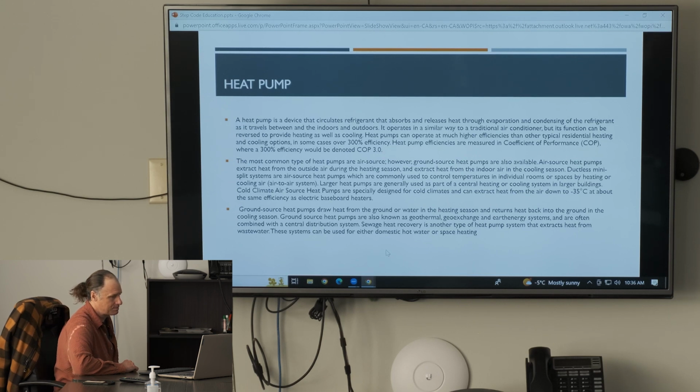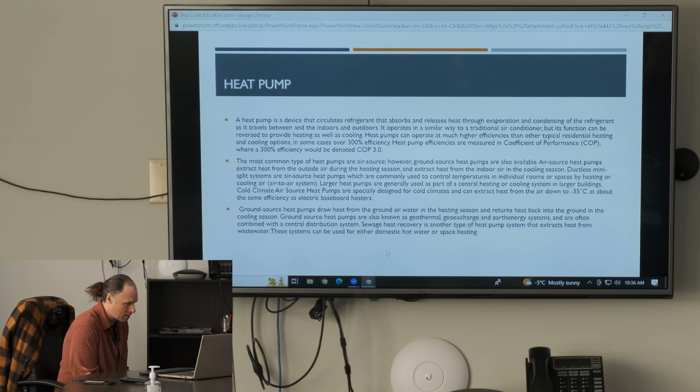The most common types of heat pumps are air source. However, ground source heat pumps are also available. Air source heat pumps extract heat from the outside air during the heating season, and they extract heat from the indoor air during the cooling season. Ductless mini-split systems are air source heat pumps, which are commonly used to control temperatures in individual rooms or spaces by heating or cooling air-to-air systems.